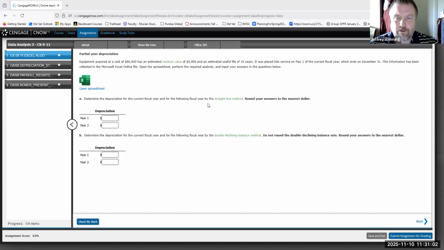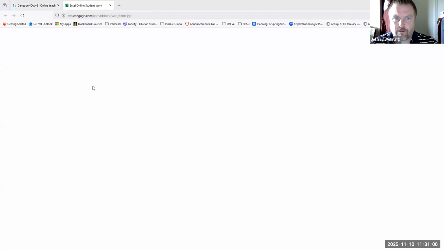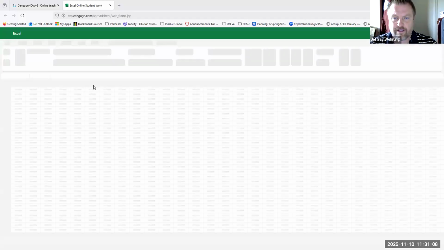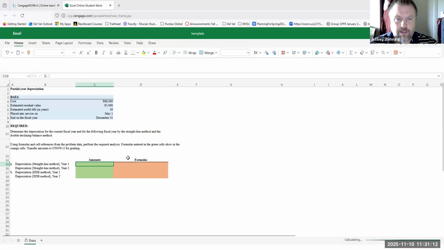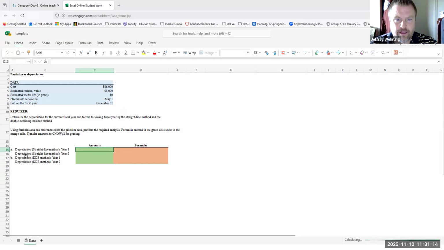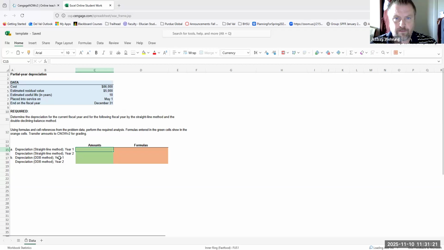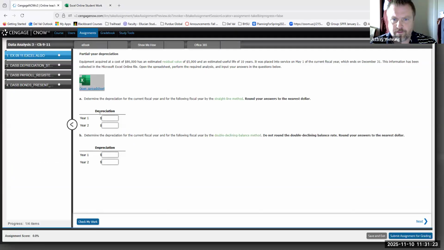Okay, so this is very similar to some of the problems we've done in the homeworks. And so this should be pretty straightforward. It's just here they're giving us a template to start with. Okay, so we can look at it and say, let's look at depreciation, straight line method, and double declining balance method. So this is a good review of these methods. So first thing they're looking for is to determine the depreciation for the current fiscal year and for the following fiscal year using the straight line method.